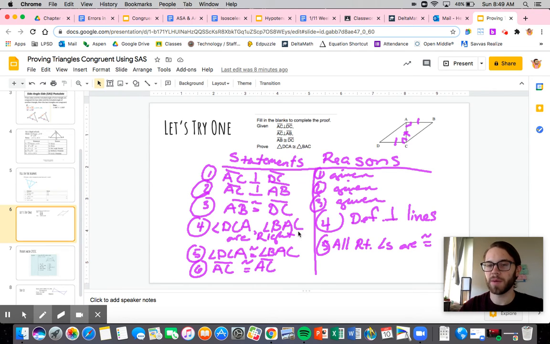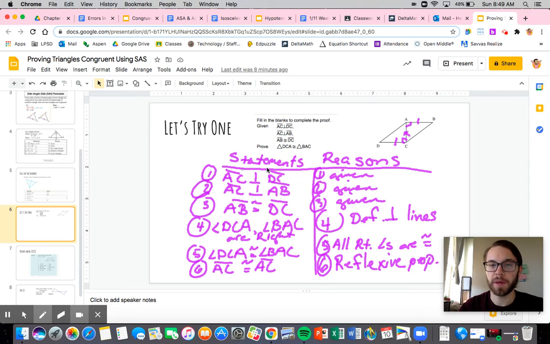By the way, it doesn't matter which order I put these in. Obviously, you should put 4 and then 5. You know what I mean by that? Like we should say that they're right and then they're congruent. But it didn't matter if I did the reflexive first. Okay. So that is from reflexive. All right, my reflexive property.